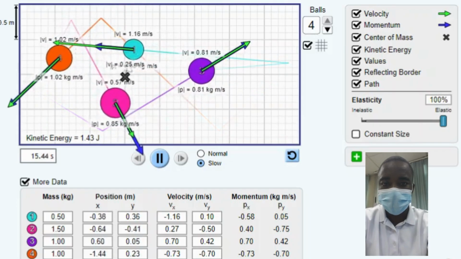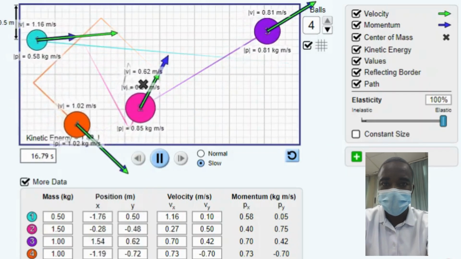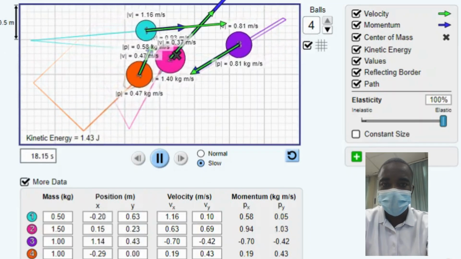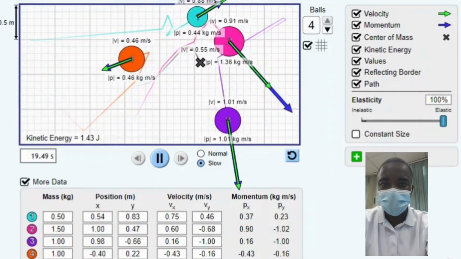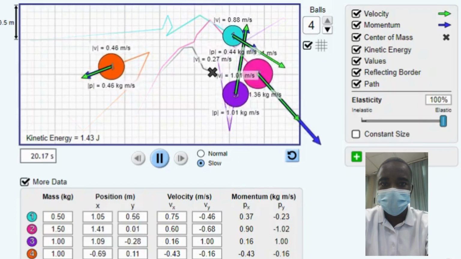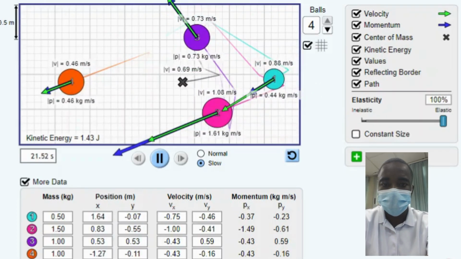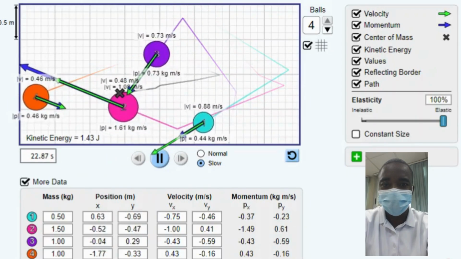According to this law, the total momentum of a system before a collision is equal to the total momentum of the system after the collision. By observing the outcomes of different collision scenarios, students can verify the conservation of momentum and understand its significance in the dynamics of collisions. The simulation also allows students to explore the conservation of energy in collisions.